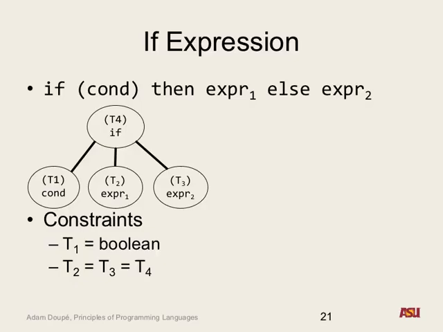Exactly. So T1 has to be a Boolean, right? The condition has to be a Boolean. And then all of these types have to be the same, right? Whatever one branch returns is the same as the other branch returns is the same as what the if statement returns. Cool. Any questions on this?